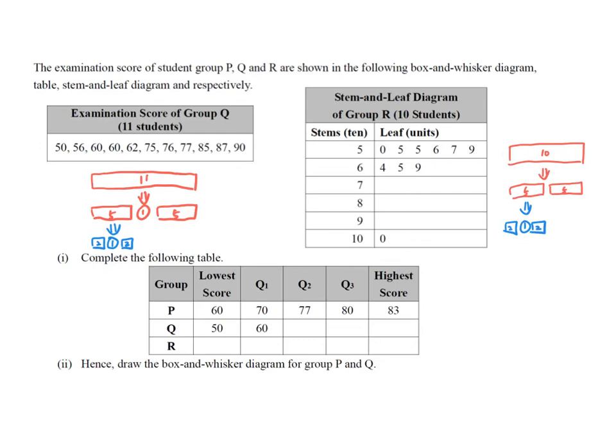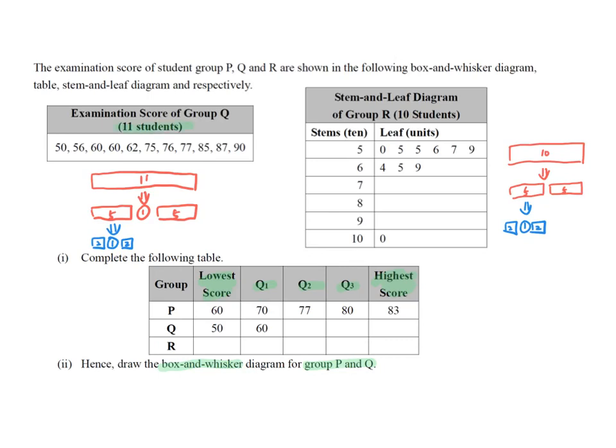Hello everyone, in this question we'd like to draw the box and whisker diagram for group P and Q such that we can do some analysis. Before we can draw the diagram, we must figure out the lowest score, Q1, Q2, Q3, as well as the highest score, such that we can get all the information that we need for the diagram. So let's look at group Q first.